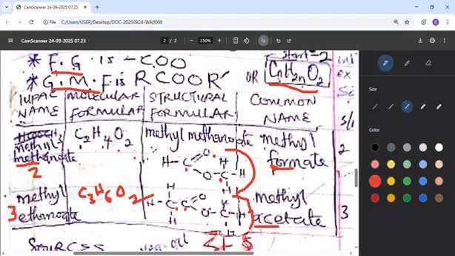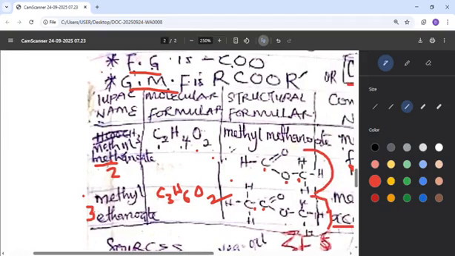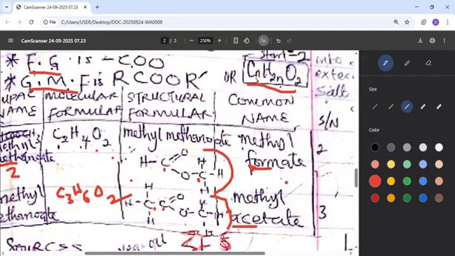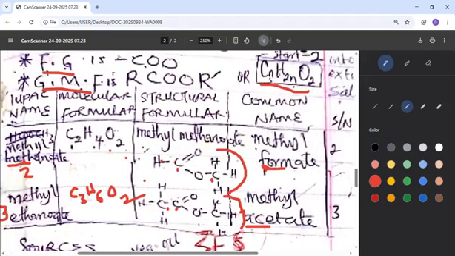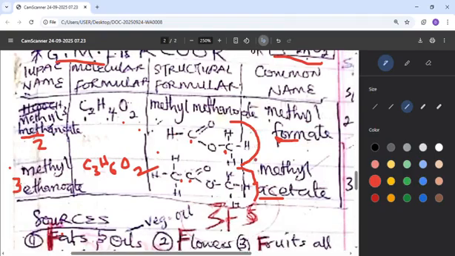So that is for the first one, and the common name is methyl formate. Methyl formate, because here we have methyl methanoate. Whenever you want to name your ester, you start from the right hand side. As you can see on the right, there is methyl CH3. And on the left, 1 carbon, meth, so that makes it methyl methanoate. And anything meth is also called form, so methyl formate is also methyl methanoate.